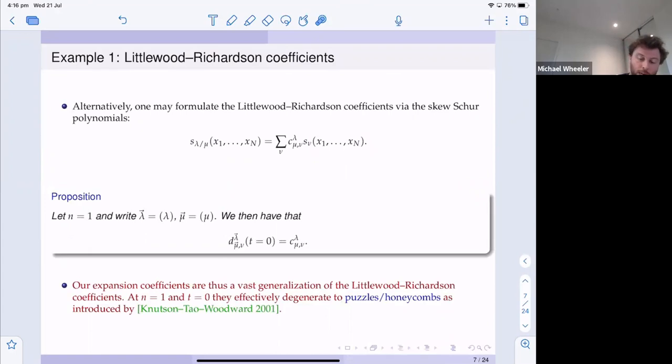But there is another way of phrasing the problem, which is in terms of the skew-Schur polynomials. So there is an equivalent formulation of Littlewood-Richardson coefficients that says if I take a skew-Schur polynomial indexed by lambda and mu, and I again expand over the Schur basis, then I get, again, the same coefficients. And this basically boils down to the fact that the Schur polynomials are self-dual.